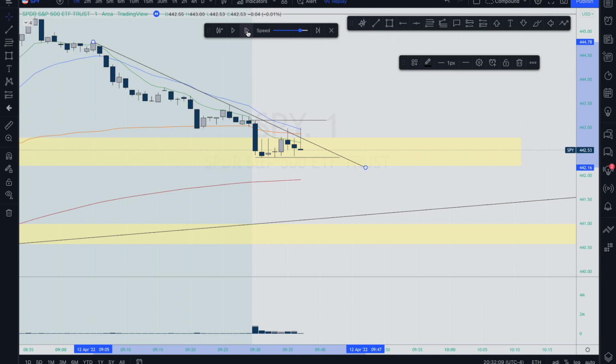But let's see. Okay, we got a double bottom again, and now we're breaking up above this trend line break. So let's get one more candle.